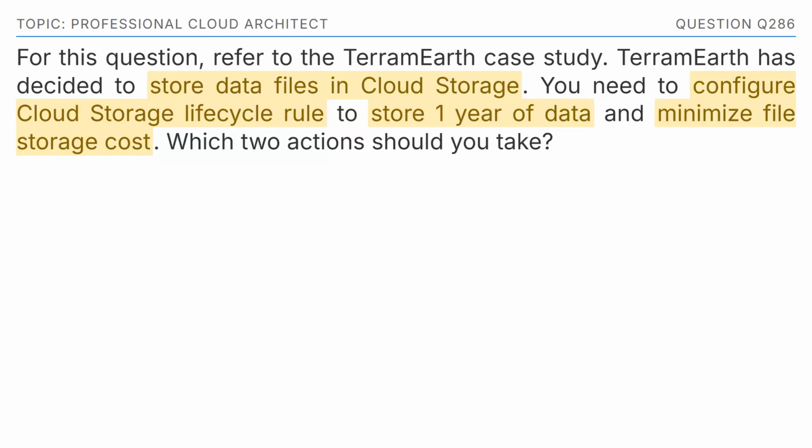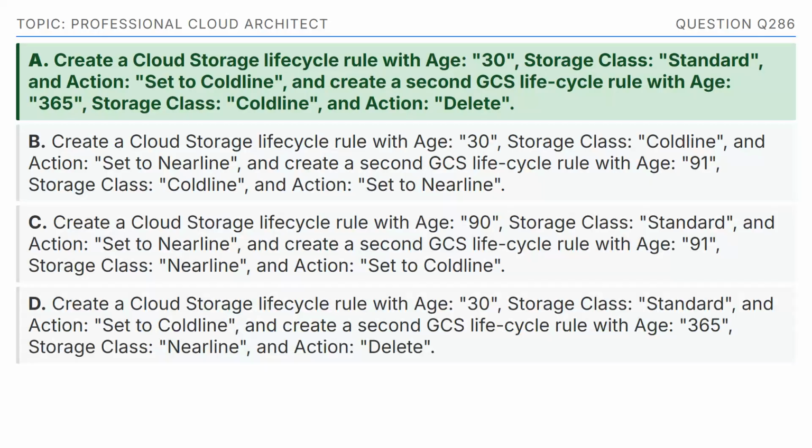To arrive at the correct answer, we focus on the keywords: store data files in cloud storage, configure Cloud Storage Lifecycle Rule, store 1 year of data, minimize file storage cost. The correct answer is option A, create a Cloud Storage Lifecycle Rule with age 30, storage class, standard, and action, set to Coldline, and create a second GCS Lifecycle Rule with age 365, storage class, Coldline, and action, delete.